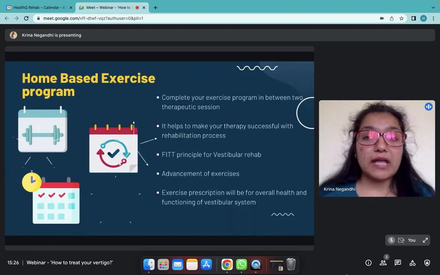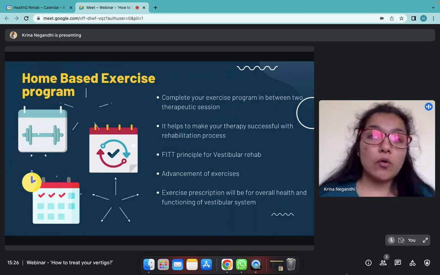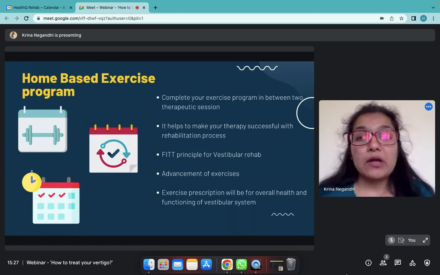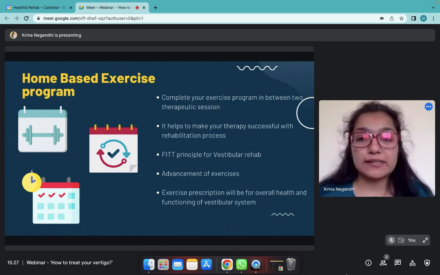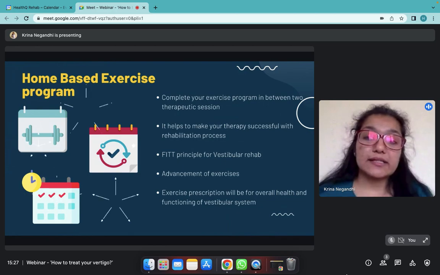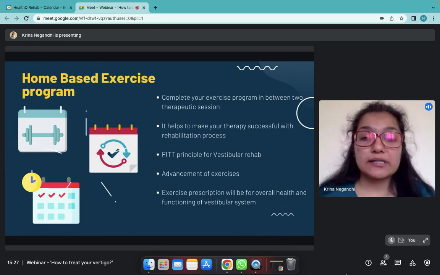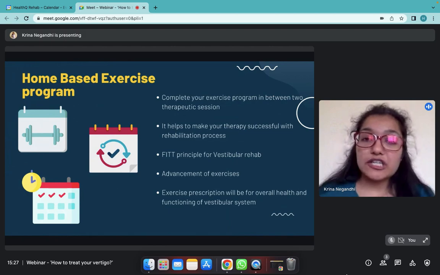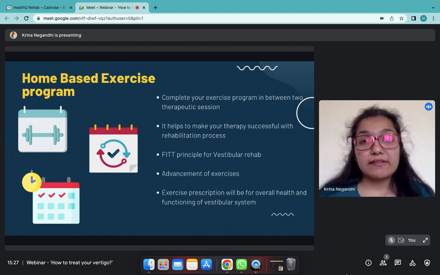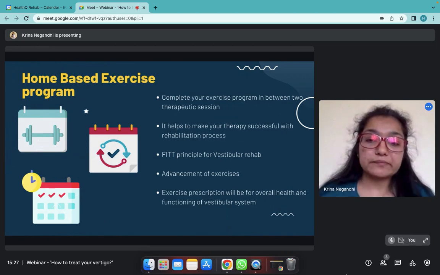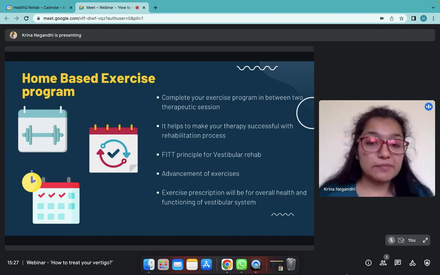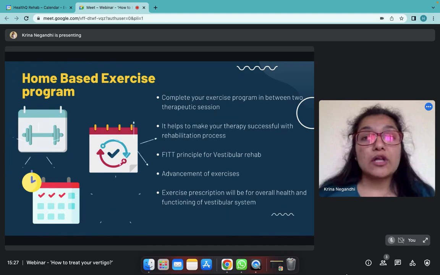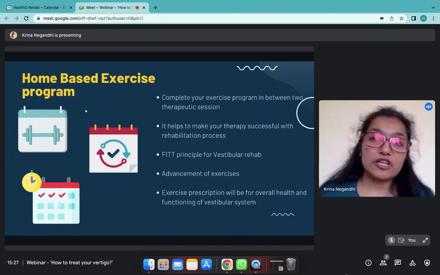How does our rehabilitation work? What are the home-based exercises we give? Home-based exercises are beneficial to complete the exercise program between the 2 therapeutic sessions, and they increase the success rate of the rehabilitation process. The patient is given the frequency and duration of the therapy as per the vestibular rehab. There will be an eventual advancement of the exercises too. The exercise prescription will be given to the patient to improve their overall health and the functioning of the vestibular system.